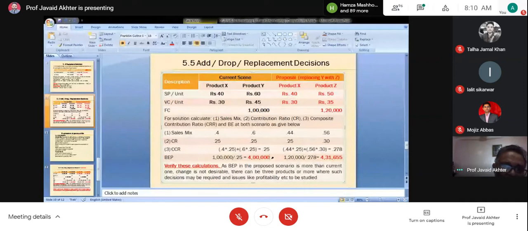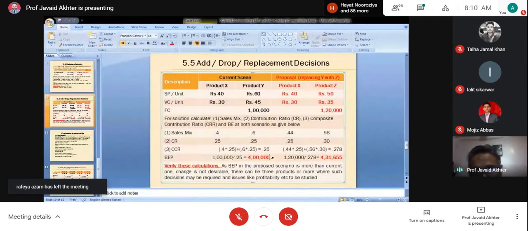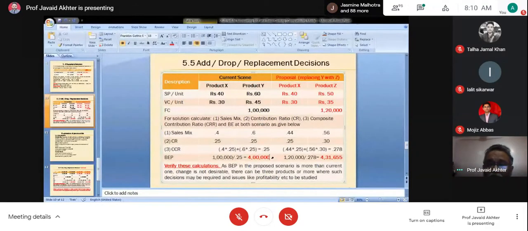What does it mean? It means if the firm is selling for rupees 4 lakh, in which proportion should its sales revenue come from X and Y? 40% and 60%. This is what the sales mix is. What is the sales mix in our current scenario? 40% and 60%. So the firm is receiving 4 lakh rupees. This 4 lakh should come from 40% of X and 60% of Y.